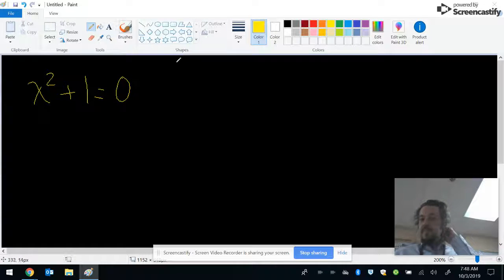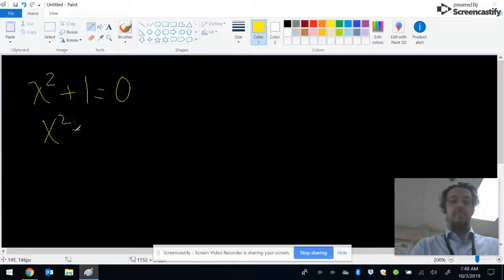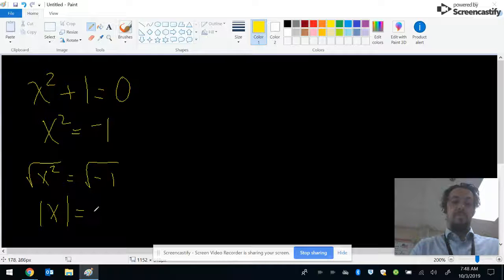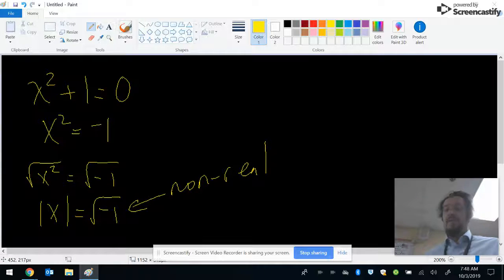Well, you can't actually find real solutions to this, because if you subtract 1 from both sides and you take the square root of both sides, the square root of x squared equals the square root of negative 1. And of course, the square root of negative 1 doesn't exist. That's non-real. And oftentimes we just say, well, there's no solution to this problem, right? You can't take the square root of a negative number.